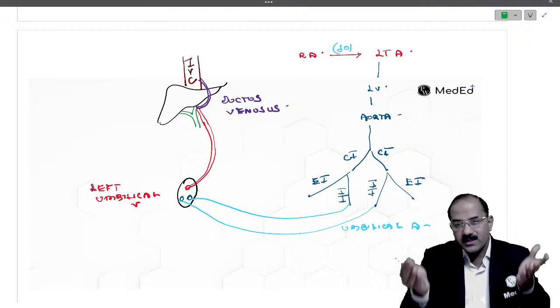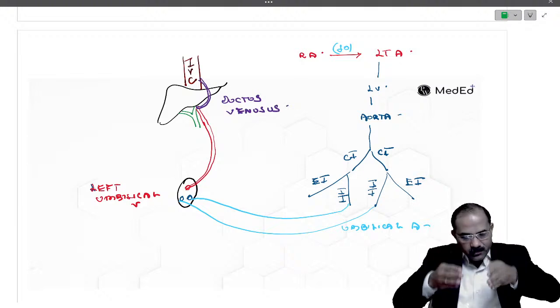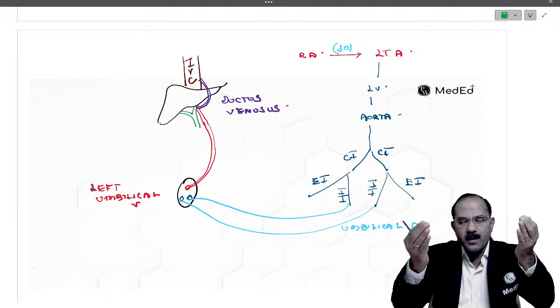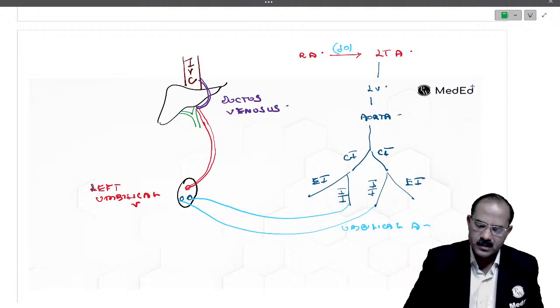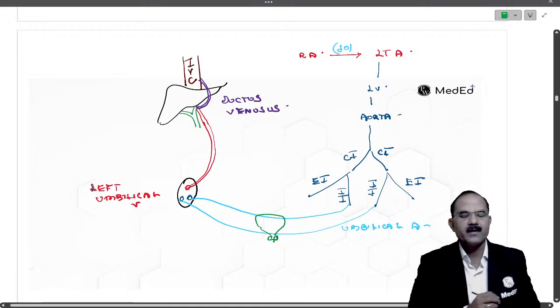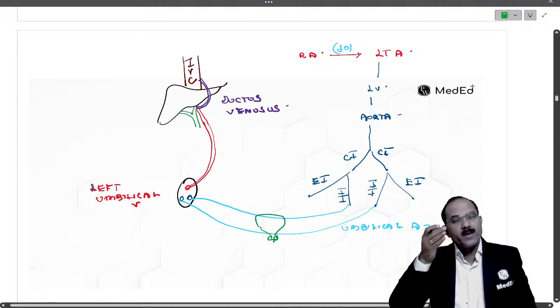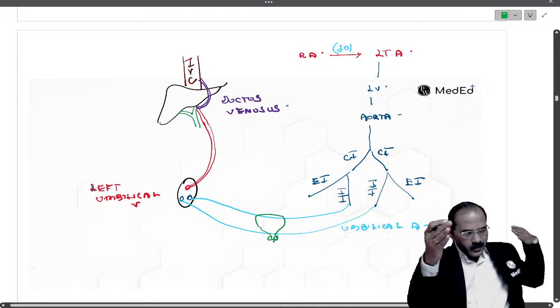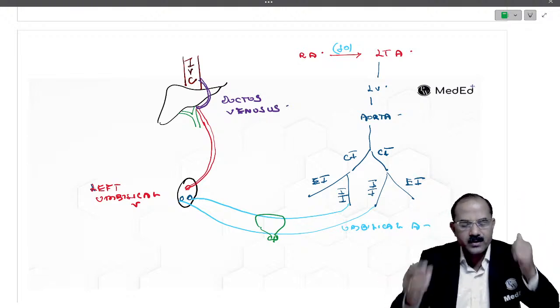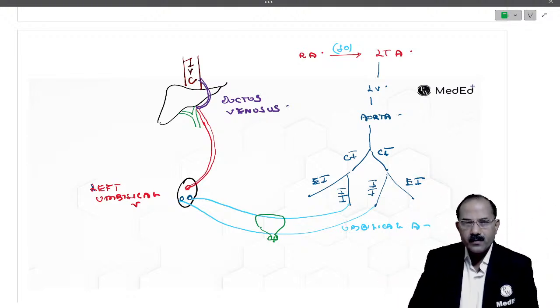So where is the internal iliac? It is in the pelvis. So they will begin from the pelvis and go up towards the umbilicus. On the way comes the urinary bladder. I have just drawn a bladder for you. One umbilical artery goes from this side, one goes from this side. So two arteries go on either side of the urinary bladder to the umbilicus.